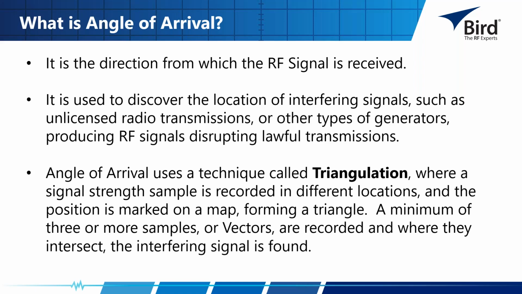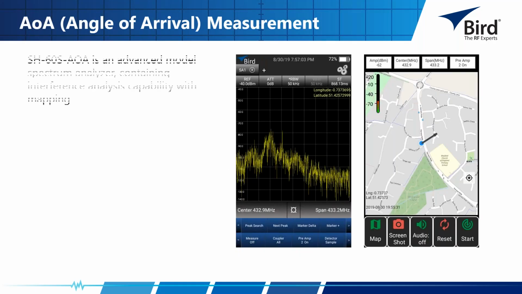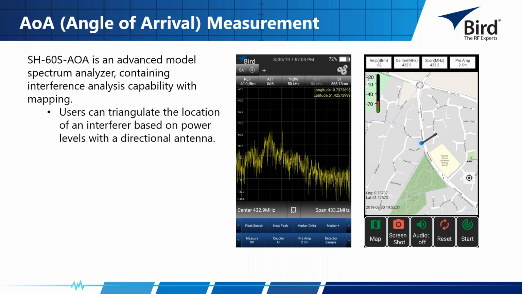Angle of arrival uses a technique called triangulation, where a signal strength sample is recorded in different locations and the position is marked on a map forming a triangle. A minimum of 3 or more samples or vectors are recorded, and where they intersect, the interfering signal is found. So the 60S AOA is an advanced model spectrum analyzer containing interference analysis capability with mapping. Users can triangulate the location of an interferer based on power levels with a directional antenna.